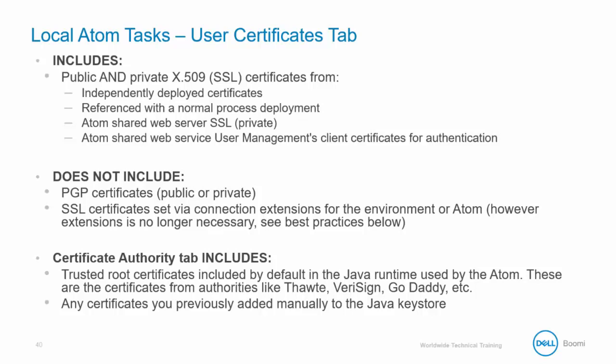In the Certificates tab, the list will include both public and private X509 certificates from independently deployed certificates, referenced with a normal process deployment, Atom Shared Web Server SSL, and Atom Shared Web Service User Management's client certificates for authentication. It does not include PGP certificates, either public or private, or SSL certificates set via the connection extensions for the environment or Atom. Another tab named Certificate Authority includes trusted root certificate and manually added certs.